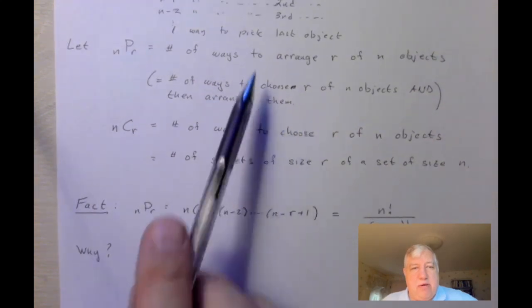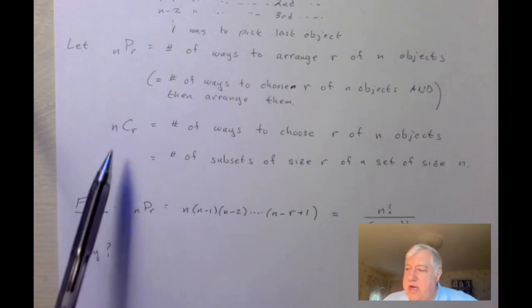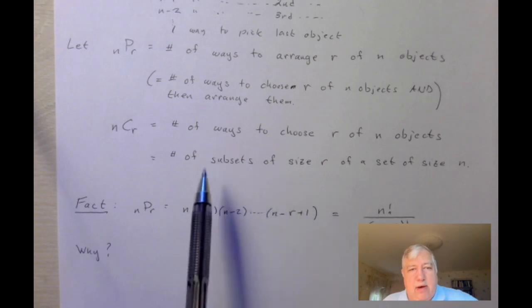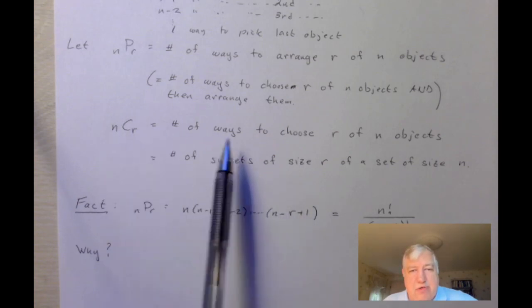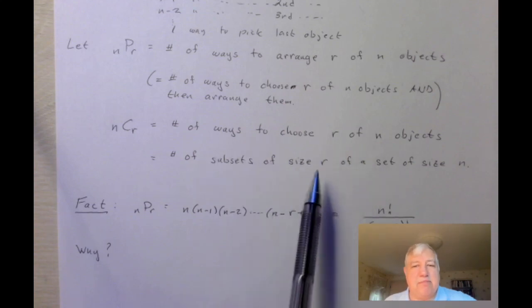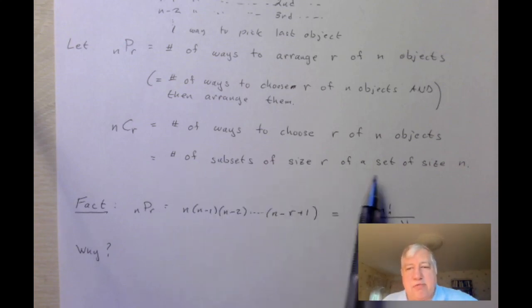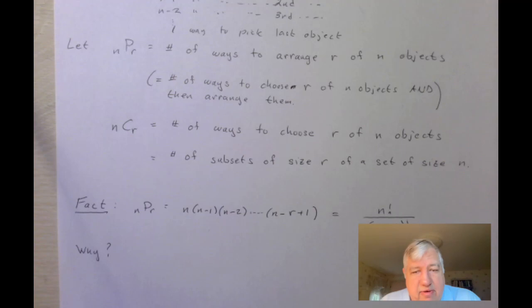Here, with nPr, you're counting permutations. That's what the P stands for. Here you're talking combinations. That's what the C stands for. And remember, order does not matter. So you're just choosing a possible subset of size r. So this is also the number of ways you can choose r objects from a set of n objects, without regard to order. Okay. So there are some nice formulas for these things.